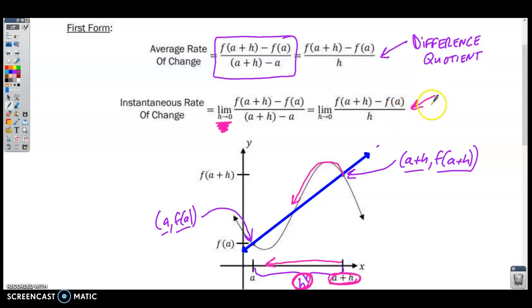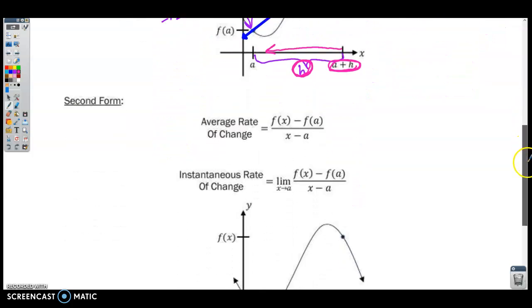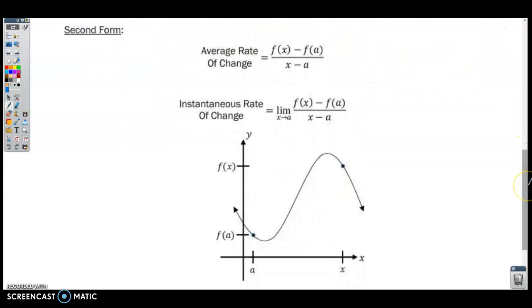You'll frequently hear this referred to as the limit of the difference quotient. And the limit of the difference quotient gives us the instantaneous rate of change at a point. So this is one way that we can write this, depending on how we label these points on our graph. I'm going to show you a second way that we can label these points on the graph and do the exact same calculations. It's the exact same curve with the exact same points to start. Just a second form of looking at it.